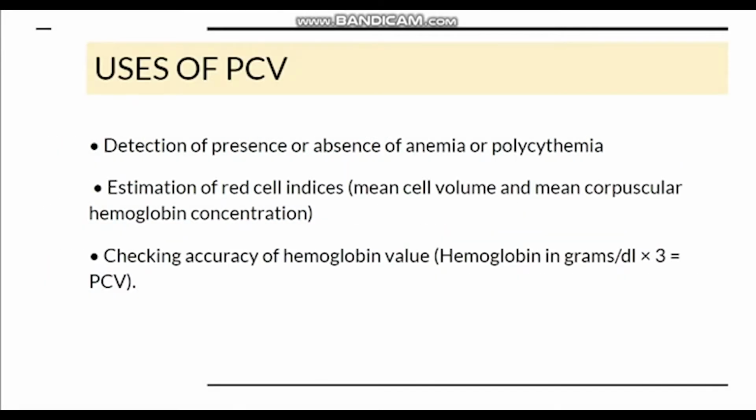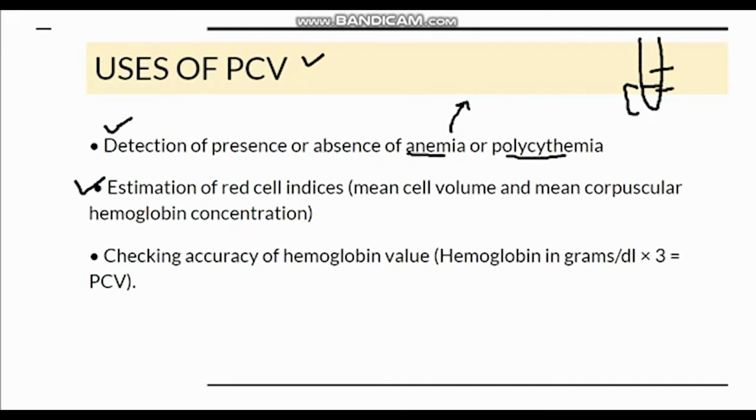Okay, now going to what is the use of PCV. We already understood that whenever we centrifuge the blood there are red blood cells, then there is plasma, and in between there are WBCs. So what is the use of getting this volume of RBCs? Firstly, this helps us in detection of presence or absence of anemia or polycythemia. If the anemia is due to a decrease in the RBC count, then the PCV will be low, or if there is polycythemia, in which there is an increase in the RBC count, then also PCV will be useful.